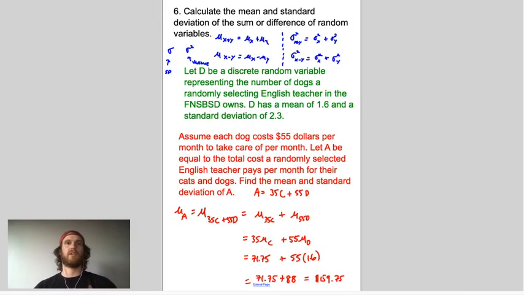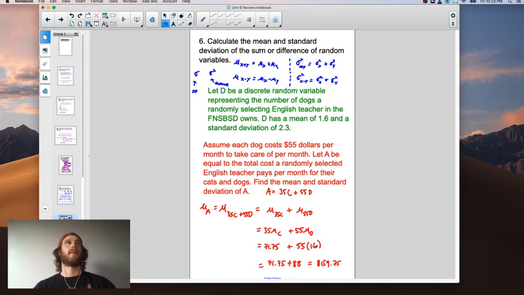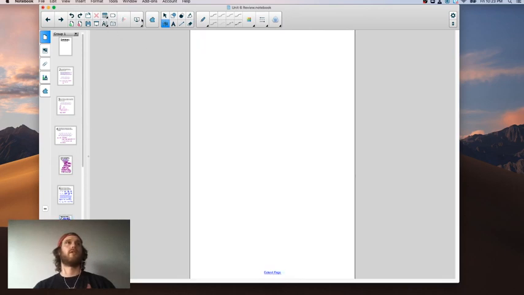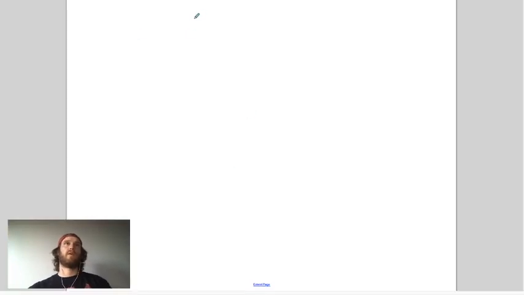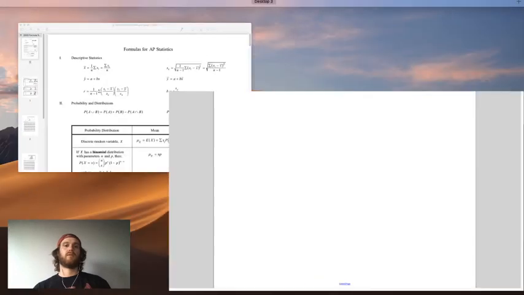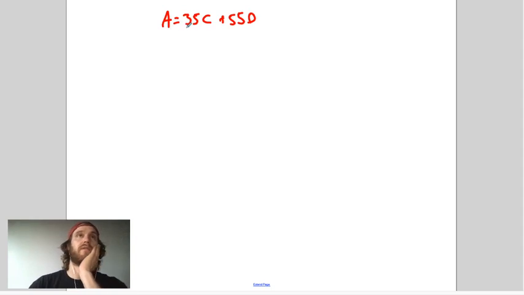We're going to do one more because it says find the mean and standard deviation. All right, this is where it gets fun. I know you guys believe me when I say fun, right? All right, let's think about this. I lost my notes, hold on. Yeah, we know that A is equal to 35C plus 55D, and A is the amount that you're going to pay per month, right? We just went over that kind of.